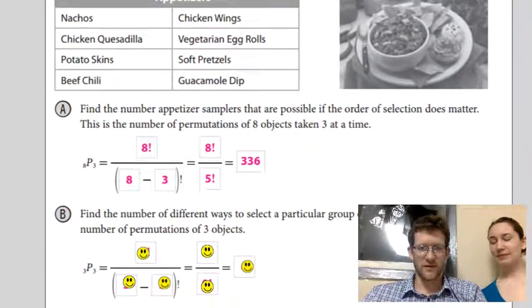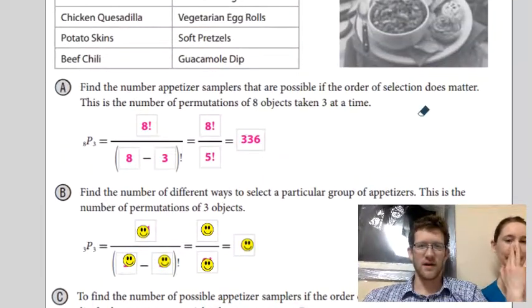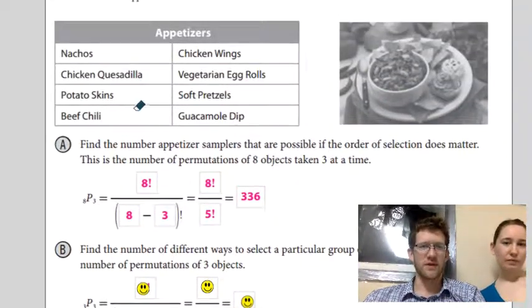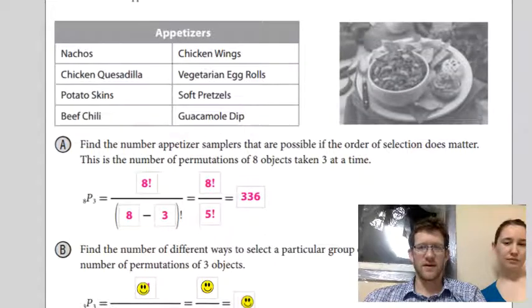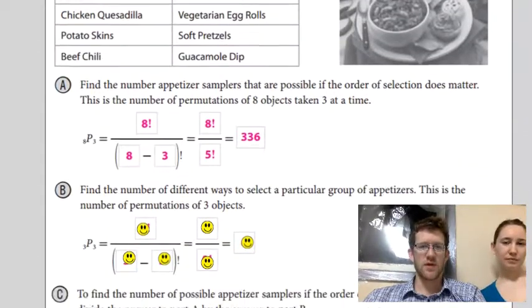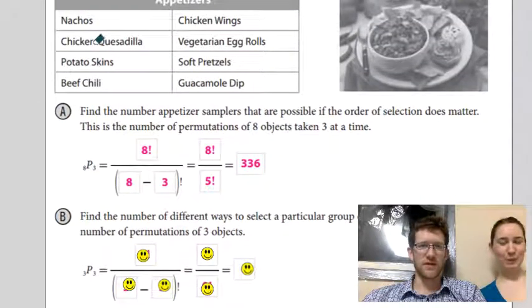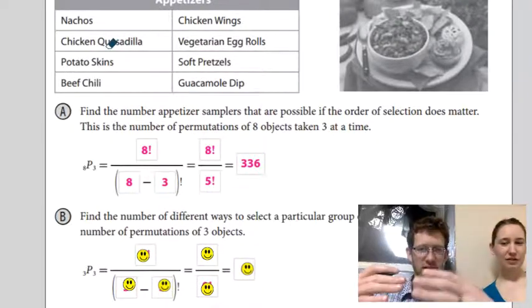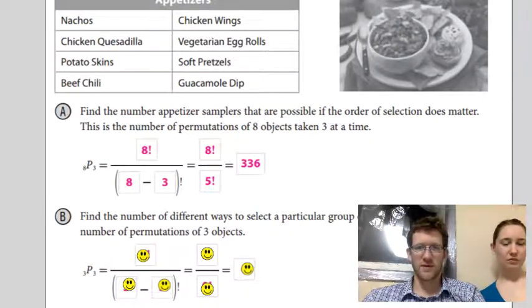So there's 336 possible ways to choose 3 items, right? So this includes quesadilla, nacho, chicken wing, and chicken wing, nacho, quesadilla, as well as all the other possible 3 food combos as well. So we want to eliminate all of the repeat ones, right? So if I choose nacho, quesadilla, chicken wing, and nacho, chicken wing, quesadilla, et cetera, just with those 3, how many possible ways are there to order those 3 items?